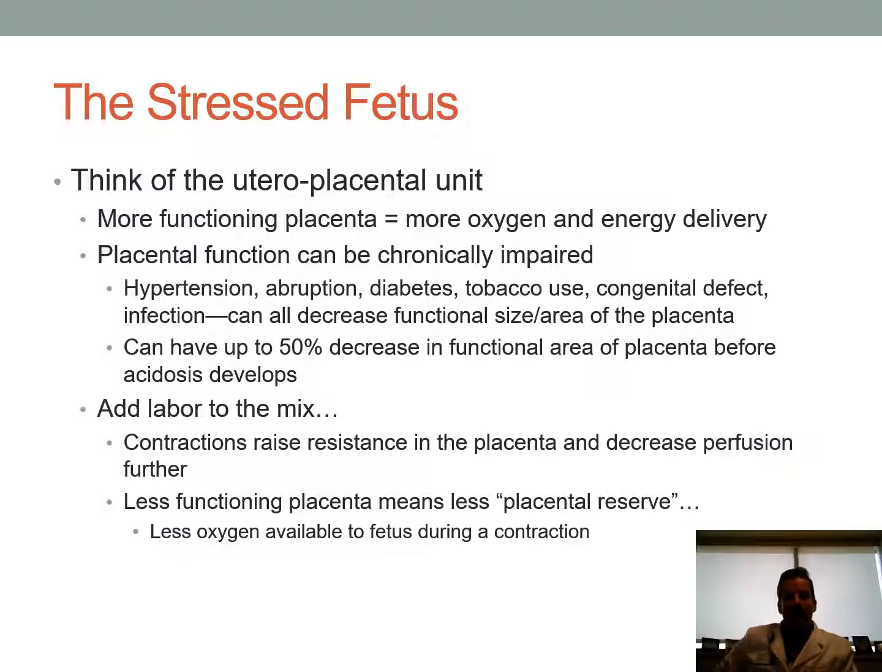So contractions raise resistance in the placenta and decrease perfusion further. Less functioning placenta means less placental reserve. Think of the placental reserve as how much oxygen is available to the fetus during a contraction, during a time when the fetus is more stressed. So if you take a poorly functioning placenta, throw in the stress of labor, you're more likely to have a further stressed fetus.